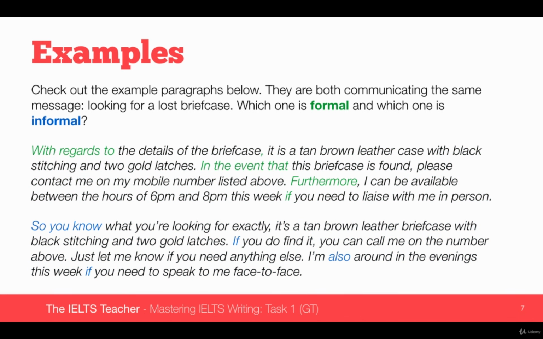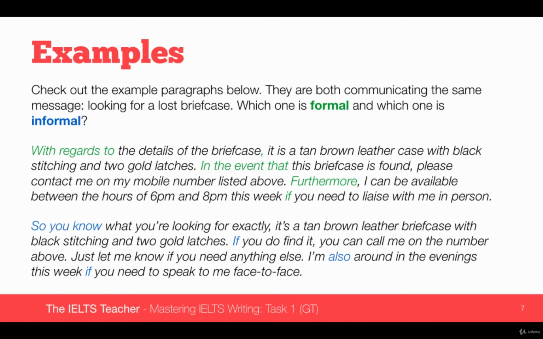Let's have a look at the first one. First of all, we've got with regards to, we've got in the event that, we've got furthermore, and we have if as well. Notice that if can of course be formal or informal. It's not a word that denotes a level of formality, so don't worry about whether it's formal or informal. And we can prove that because it's in the next paragraph as well. So we have so you know, and if, we have also, and we have another if.